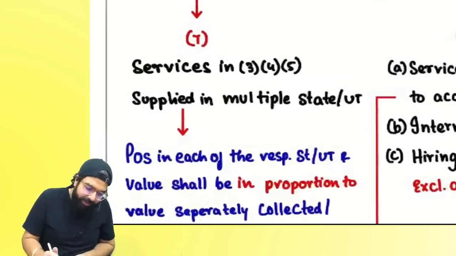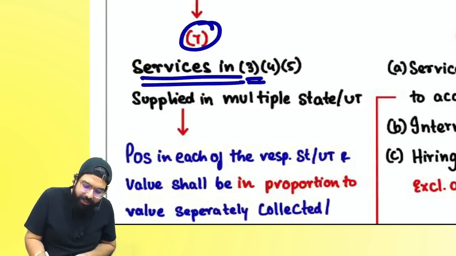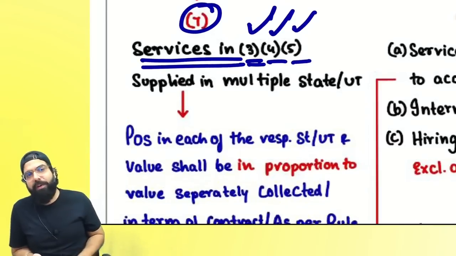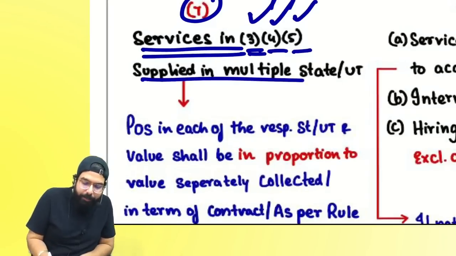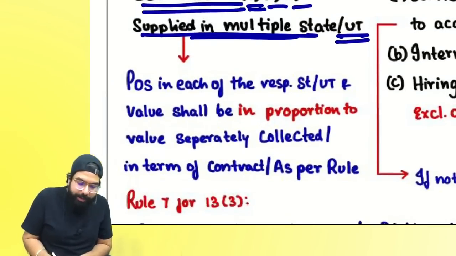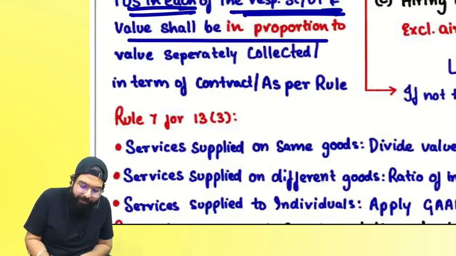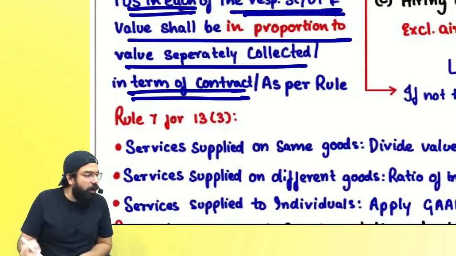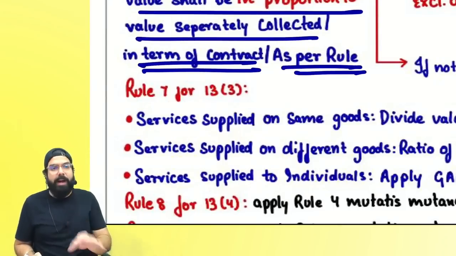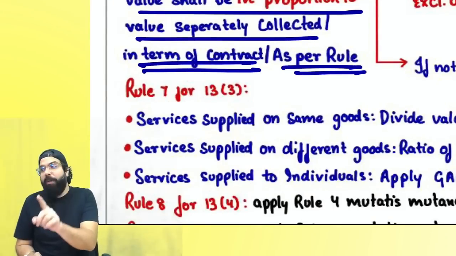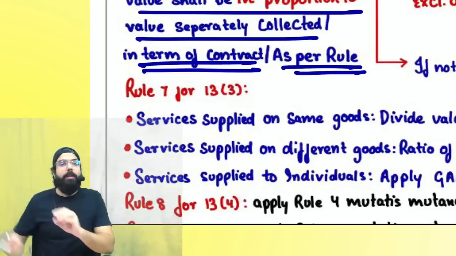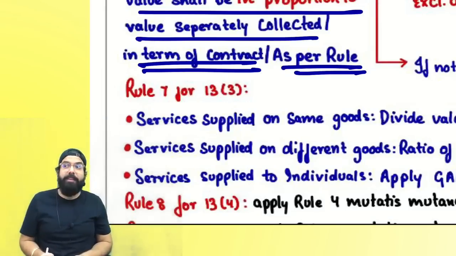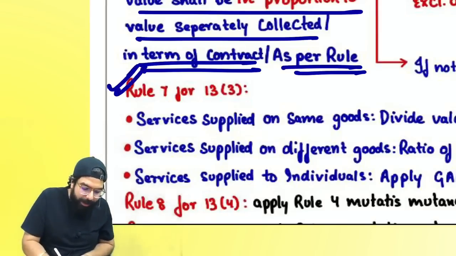The next one is section 13.7, which says services in 3, 4, 5, basically performance based service, immovable property related service, and organizing of event or admission related services, if they are supplied in multiple states in India, then the place of supply is in each of the respective states, and the value shall be in proportion to the value collected separately. If you have not collected separately as per the contract, then you have to apply the rule. Now, if it is a performance based service with respect to goods, supposing goods have come into India and you have done performance with respect to the goods, then when performance based services are done in multiple states, you have to apply rule number 7.